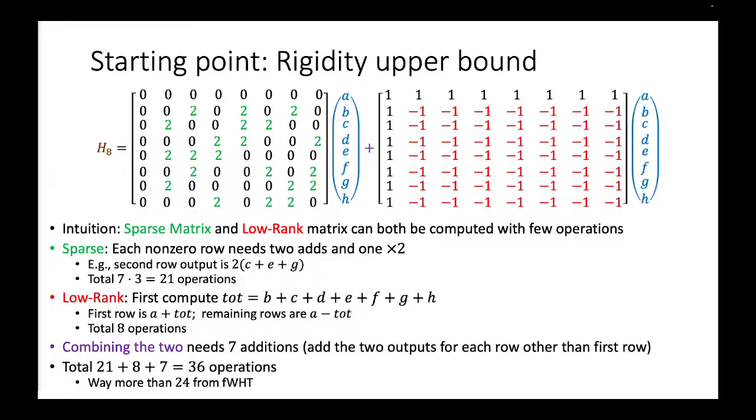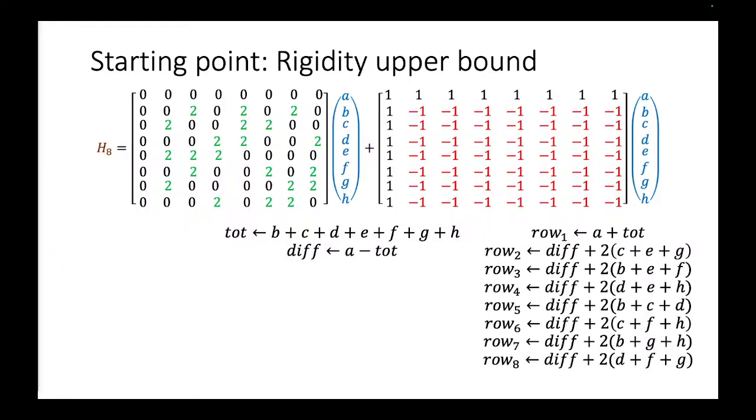This is my favorite part of the whole talk. I'm now going to do a bunch of little arithmetic tricks to decrease this operation count. So prepare yourselves. Here's the algorithm right now. We compute this total variable. We compute the difference, a minus that. And the first row is a plus the total. All the others are this difference thing, which is the low-rank part, plus the sparse part, which is 2 times the sum of 3 variables. You can count that there are 36 arithmetic operations on the slide right now.